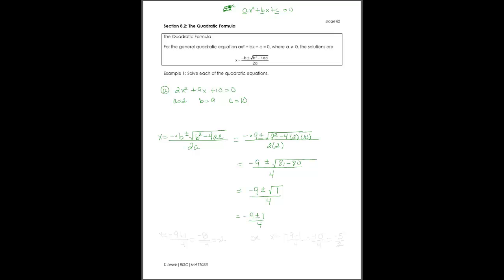And now, since we have plus or minus, we have two solutions here. We have X is equal to negative 9 plus 1 over 4, and let's do that one. We have negative 8 over 4, that is negative 2. Or X is equal to negative 9 minus 1 over 4, that is negative 10 over 4, and that reduces to negative 5 over 2. Now you can check your work to see if those solutions check out, and they do. Those are our solutions, negative 2 and negative 5 over 2.